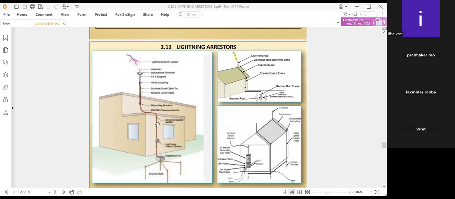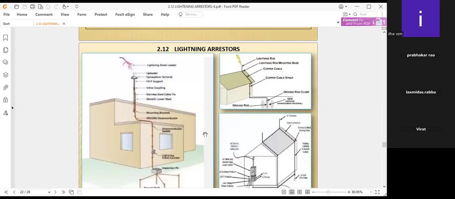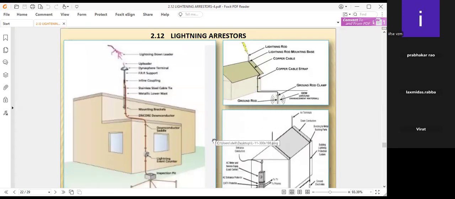This is the system we have to take care of. This is the isolator, and this is the earth connection. It will dissipate the electricity into the ground. We can discuss this installation part for easy understanding, so it will be helpful for understanding better.